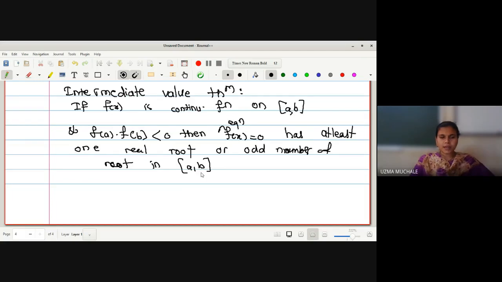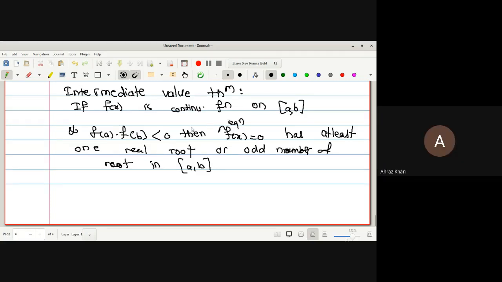Read the statement and try to understand and tell me what you understand from it. If f of x is a continuous function, that we understand, and f of a into f of b is less than 0. What do you mean by this statement? F of a into f of b is less than 0.